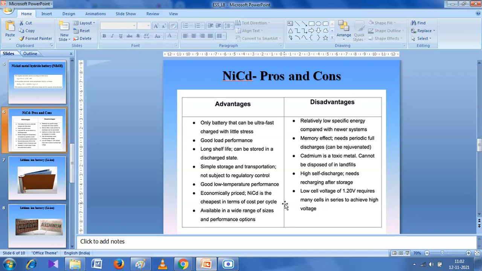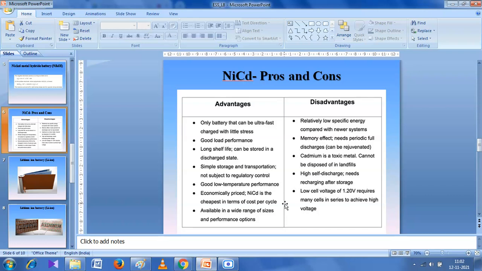That means if repeatedly we discharge the battery only up to that level, then it memorizes which level to discharge to. Up to that level the battery will discharge, and to eliminate this effect we have to forcefully discharge the battery to the full level.